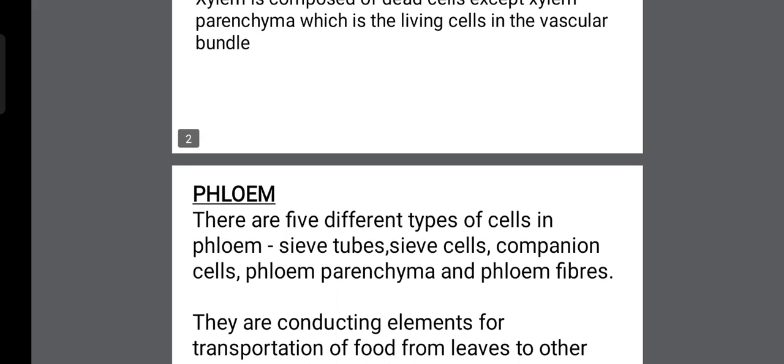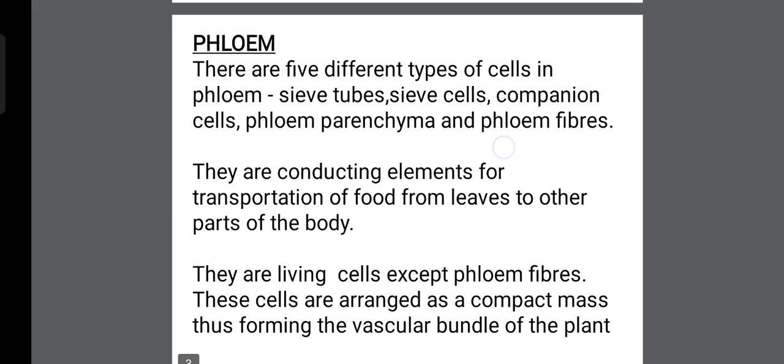Now, moving on to the phloem. The phloem is made up of 5 different types of cells, that is the sieve tubes, sieve cells, companion cells, phloem parenchyma, and the phloem fibers. They are the conducting elements for transportation of food from the leaves to other parts of the plant body. They are all living cells except the phloem fibers. These cells are arranged as a compact mass, thus forming a vascular bundle of the plant.